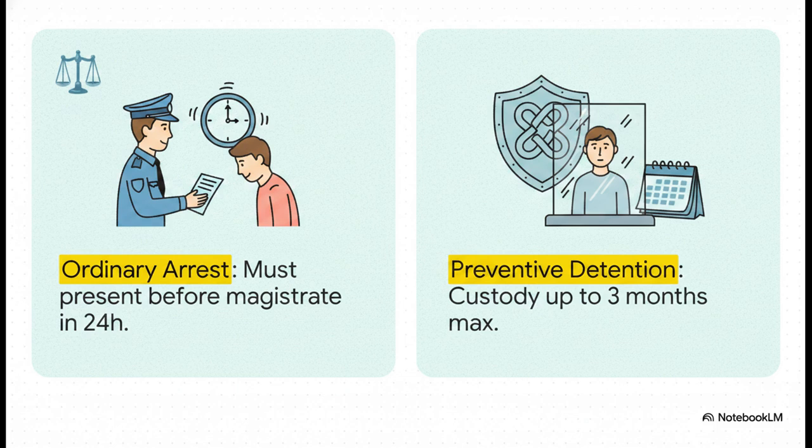Preventive detention is a whole different ballgame. It allows the state to hold a person in custody for up to 3 months without a trial. It's used as a precautionary measure to prevent a future threat, not as a punishment for a past crime.